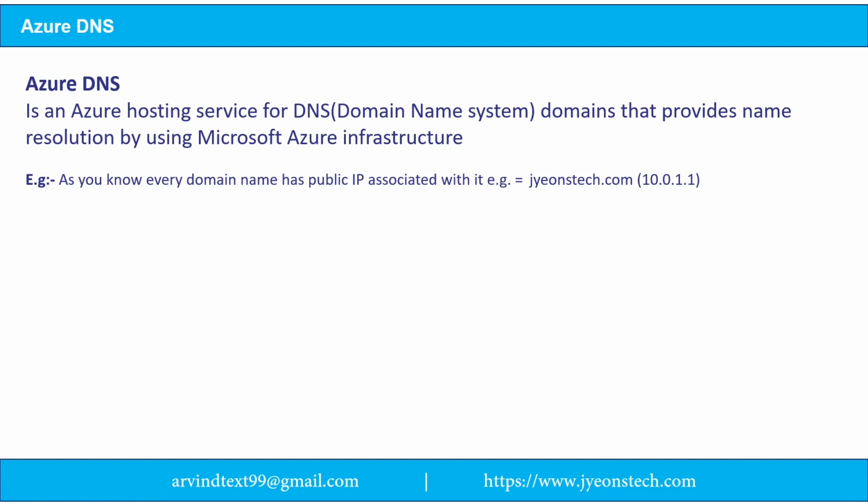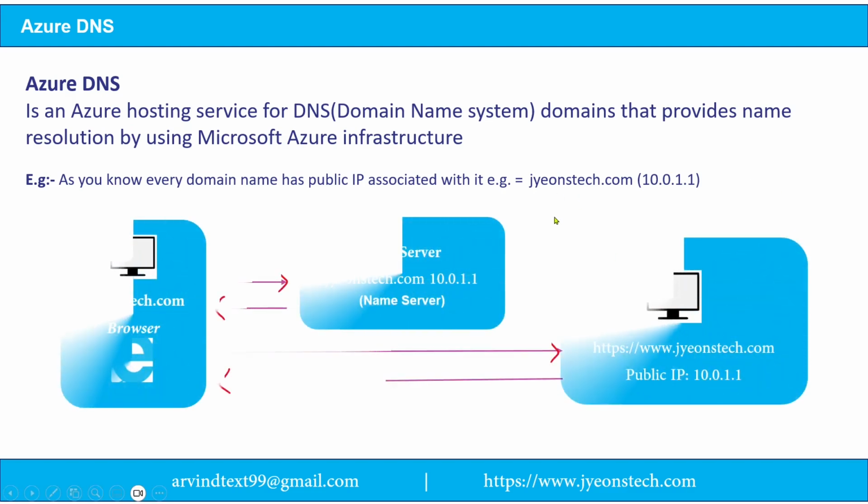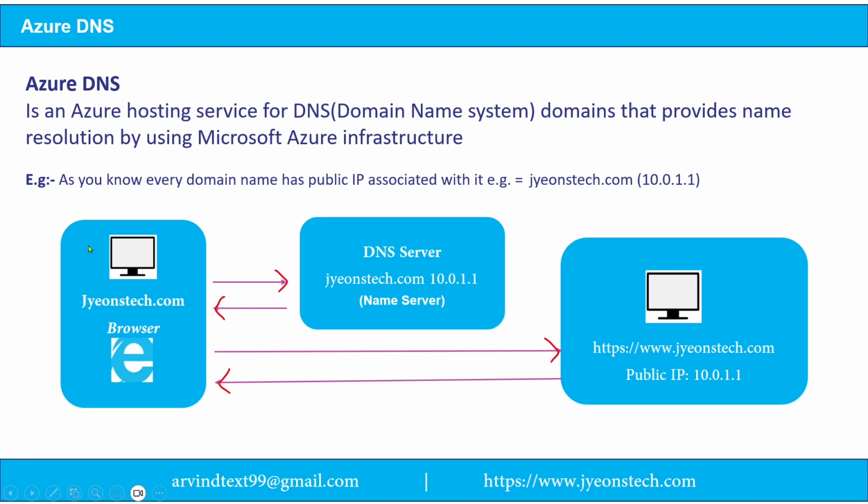So let's understand this diagram. I have created this diagram for you for better understanding. For example, I have this website geonstech.com. This is a web server, and I have one website hosted on it. Its domain name is www.geonstech.com and its public IP is 10.0.1.1. This public IP is associated with this domain. This is my laptop, for example. If you type 10.0.1.1 in the browser, my website will open.